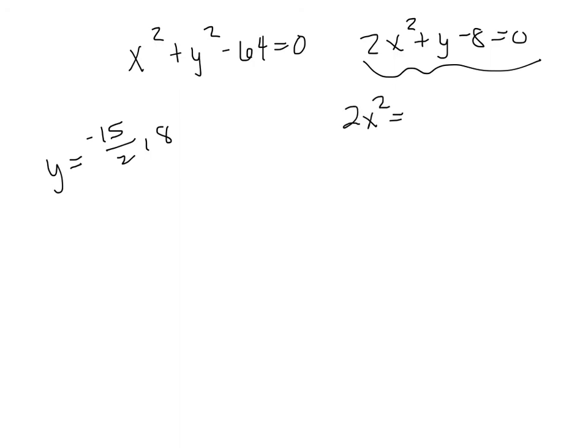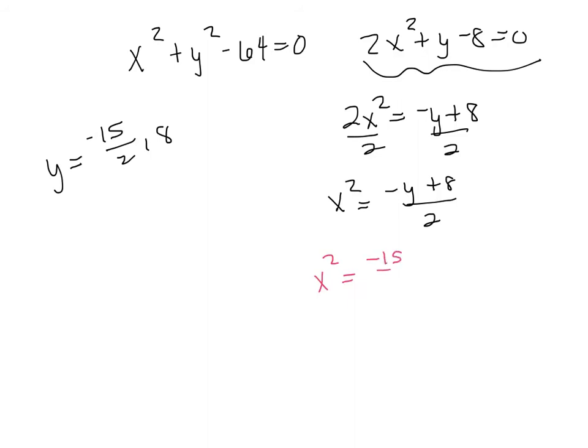So 2x squared equals, I'm going to move y and 8 to the other side and divide by 2. So I'm going to have x squared equals negative y plus 8 divided by 2. And we'll leave it like that. So let's put in negative 15 halves, well that's going to turn positive because it's a negative there, plus 8 divided by 2. And I'm just going to use my calculator. 15 halves plus 8 divided by 2 is 31 fourths. And that is x squared.